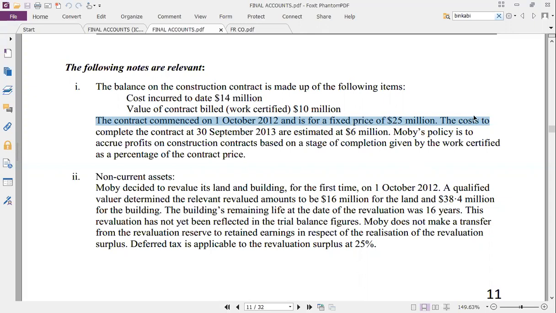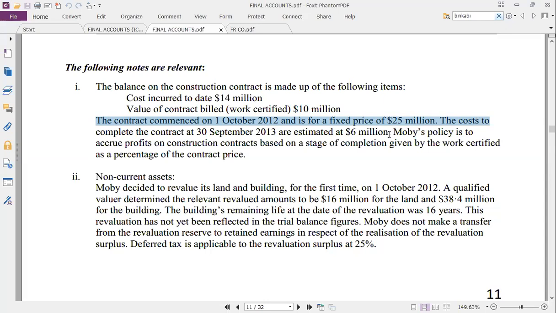So 10 divided by 25 should give us around 40%, because 100 divided by 25 gives us 4, and 4 by 10 gives us 40. So that's 40%. Meaning they have satisfied 40%, so you need to take 40% of the contract revenue and 40% of the cost. And that is how you put it in.